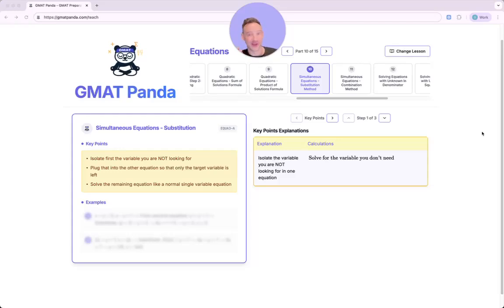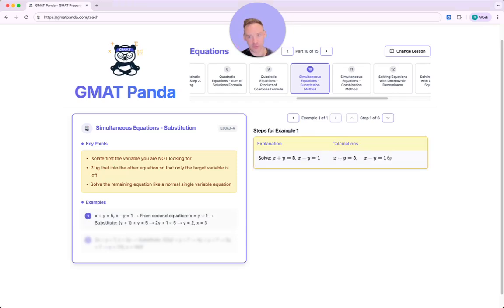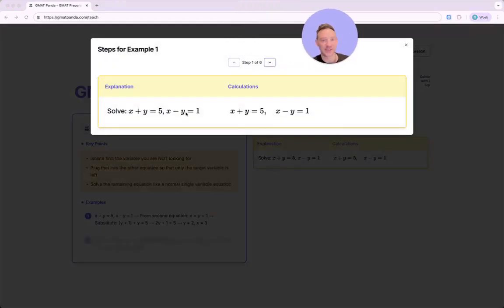So now let's look at how we solve a system of equations in the GMAT. Or another way of calling that is a set of simultaneous equations. So it basically means when we've got more than one equation and more than one unknown that we have to solve together. So let's take the example here. So we've got x plus y equals 5, and we also know that x minus y equals 1.